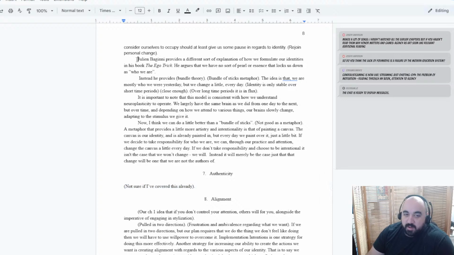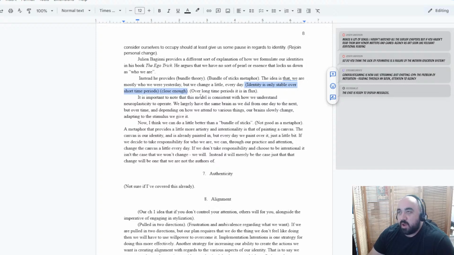But anyways, Julian Baggini provides a different sort of explanation on how we formulate our identities in the book, The Ego Trick. He argues that we have no sort of pearl or essence that locks us down as who we are. Instead, he provides a theory known as bundle theory. The bundle of sticks is a metaphor. The idea is that we are mostly who we were yesterday, but we change a little bit every day. Identity is only stable over short time periods, and it's sort of close enough to who we were yesterday in any given day.